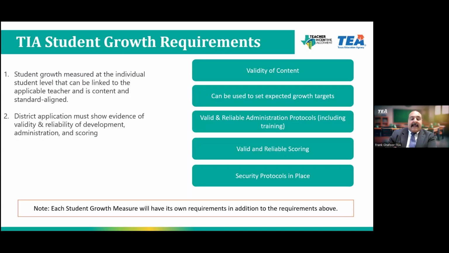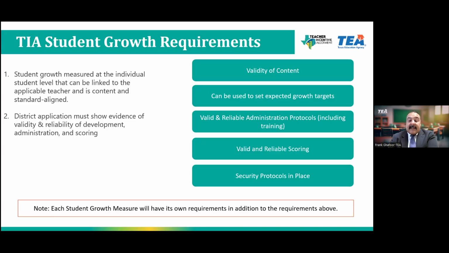All right, so now that we've talked about those questions we need to ask before getting started, we need to go over our TIA student growth requirements. Our student growth requirements for TIA can really be summed up in about two sentences. The first requirement is that student growth is measured at the individual student level and can be linked back to the applicable teacher and is content and standards aligned.